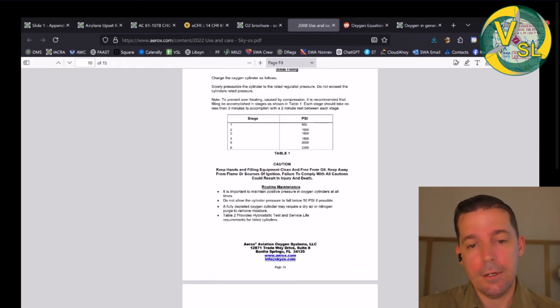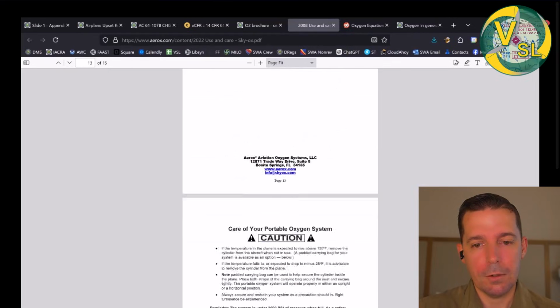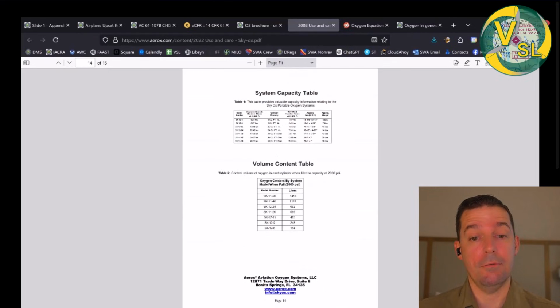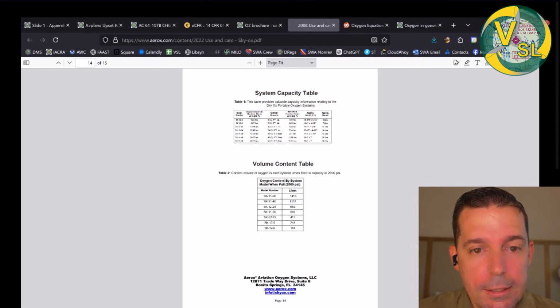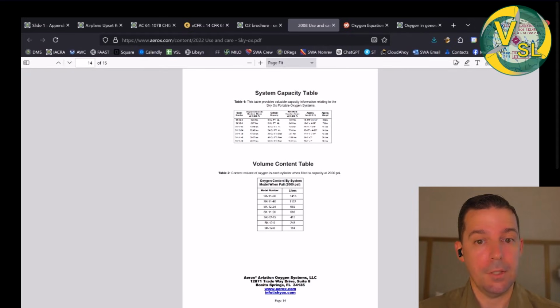And then if we scroll down to the very bottom of their guide here, it talks about the volume content for, let's say, the model number SK12-9. So we can look up the SK12-9 and see that it's a 9 cubic feet aluminum cylinder. Okay, and it gives us the dimensions. It weighs 7 pounds. So that's kind of giving you an idea of how big this bottle is. And it gives us 248 liters. Okay, so now we have the basic information of what we need to calculate for flight planning purposes.